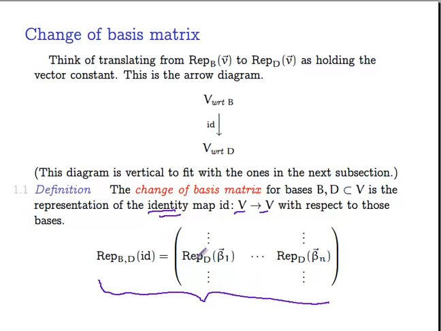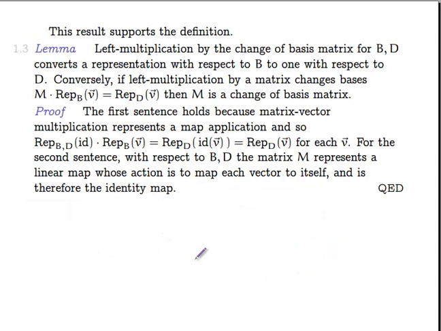Okay, so this relates to what we've seen before. This result supports the definition. Let's go to the lemma. First lemma: left multiplication by a change of basis matrix for B and D converts a representation with respect to the first basis to one with respect to the second basis.